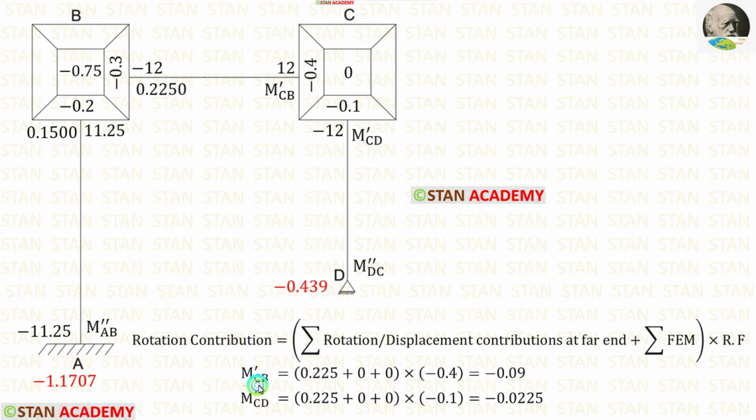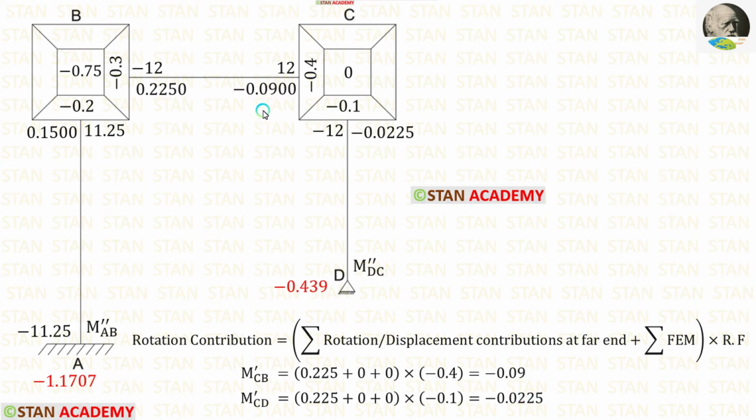After calculation, we are getting M'CB. For M'CB and M'CD, in the formula, all of the values will be same except the rotation factor. The rotation factor for CD is minus 0.1. Finally, for M'CD, we are getting minus 0.0225. Let us apply the values of M'CB and M'CD.